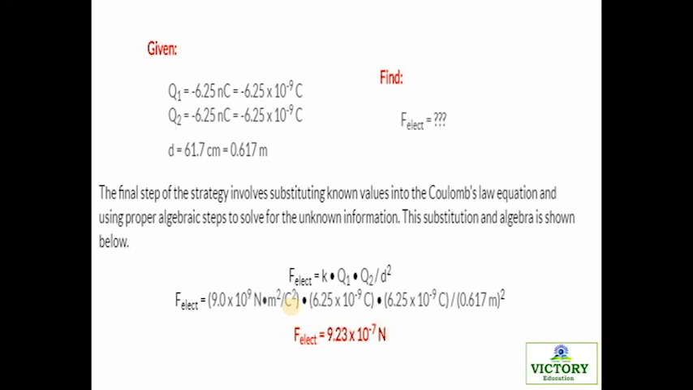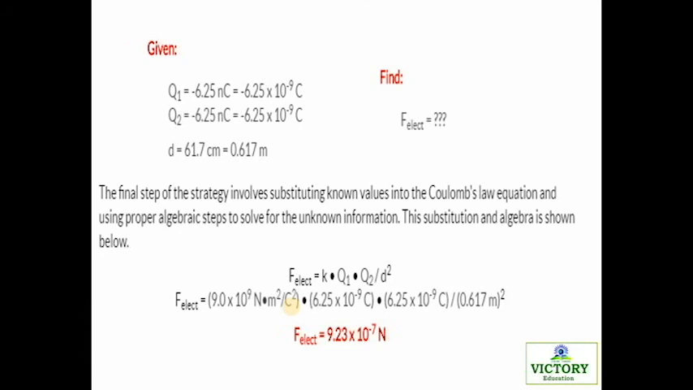As we know, we are just going to substitute these values in our formula. F is equal to K into Q1 Q2 by D square, where K is 9 into 10 to the power of 9 N m square per C square, Q1 is 6.25 into 10 to the power of minus 9 C, Q2 is 6.25 into 10 to the power of minus 9 C, and D is 0.617.